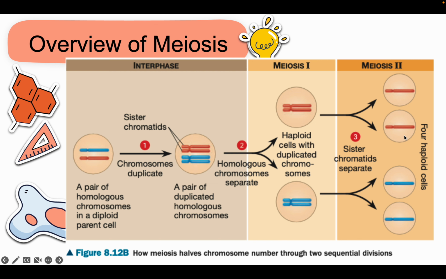So you can see here, there are already four haploid cells, each with a unique combination of genetic material. This process is vital for sexual reproduction and genetic diversity. So you can see that each of these 4 haploid cells formed has a different or unique combination of genetic material.